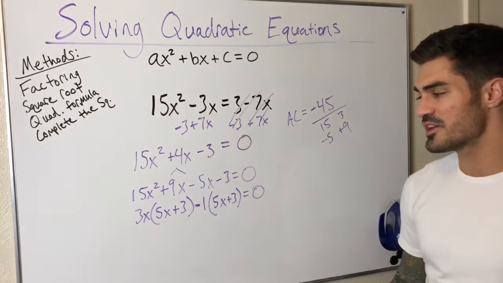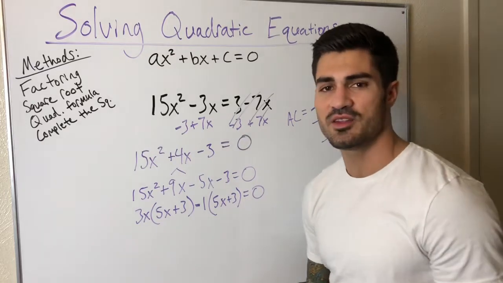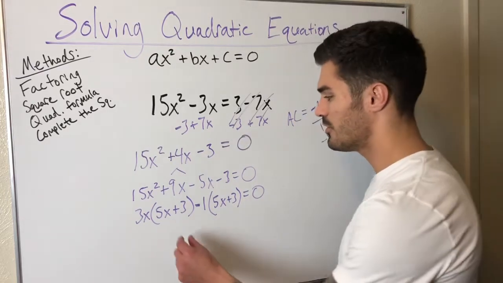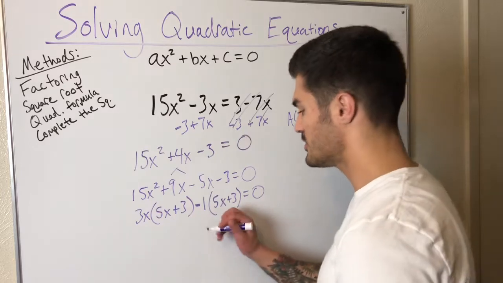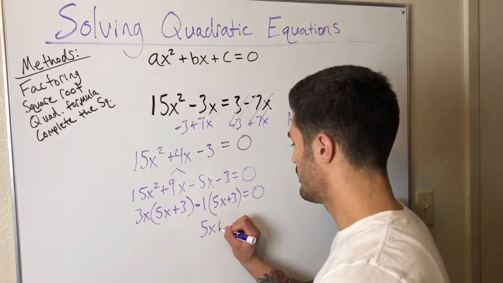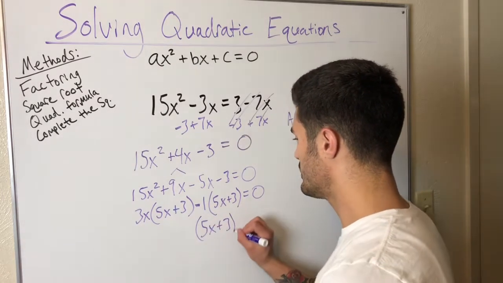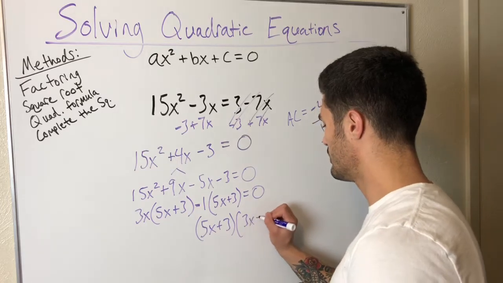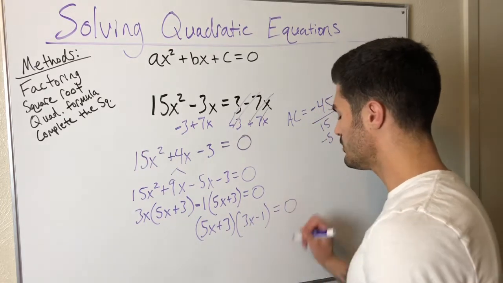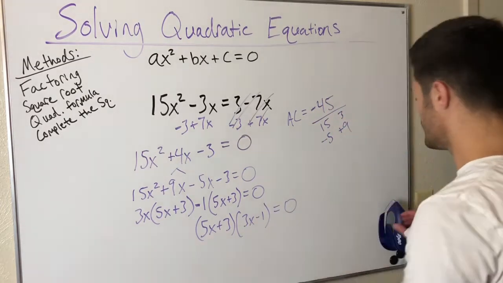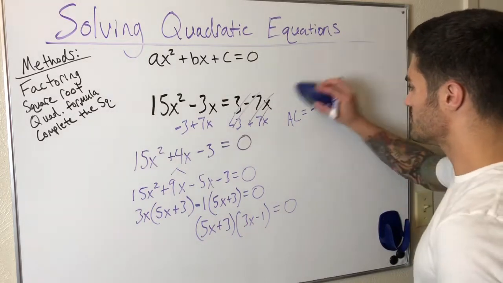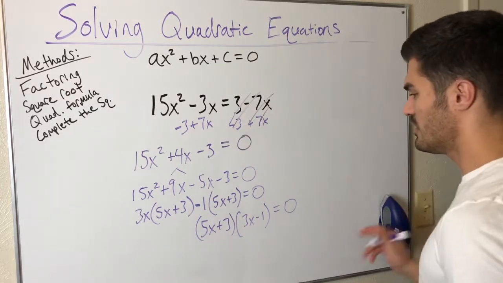All right, now it's a factor by grouping problem. That's what the AC method does. You turn it into a factor by grouping problem. So I factor out the 5x plus 3 into the front. And what I'm left with is 3x minus 1. And these are both still equal to 0, so I set this first part equal to 0, and that second part equal to 0. And then I can finish.